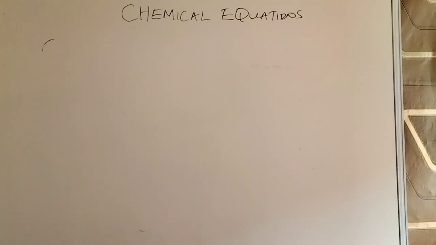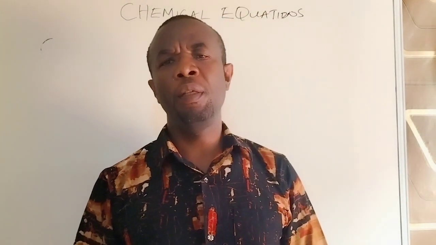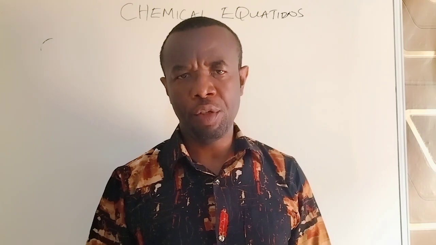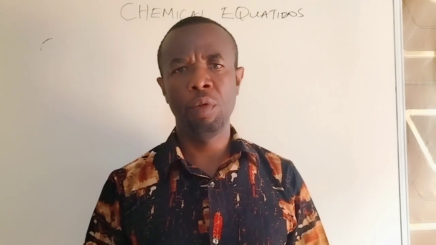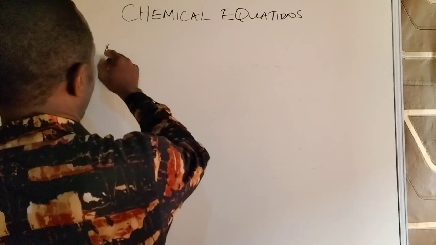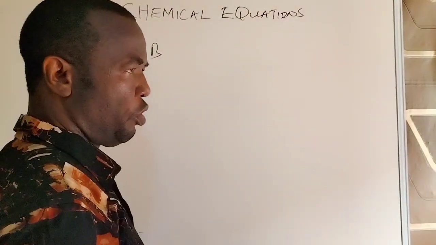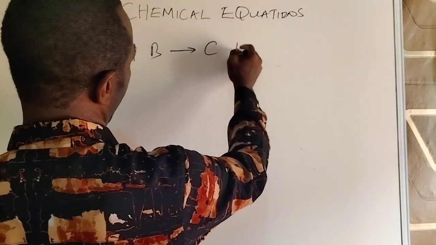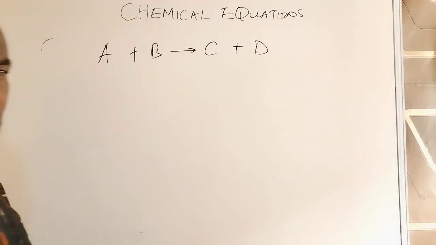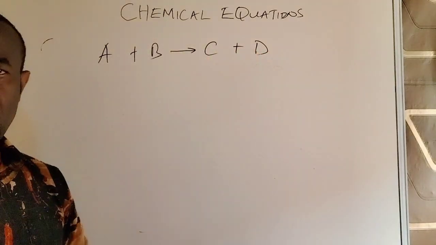So now we move to chemical equations. In chemistry, when a reaction takes place, we have to represent the reaction using what's called a chemical equation. For instance, assume that substance A combines with substance B to produce substances C and D. So perhaps carbon could be substance A and B could be another substance like an acid, giving you different products.